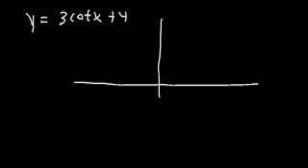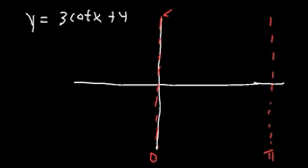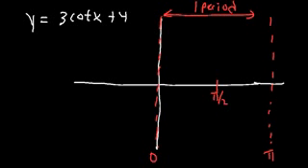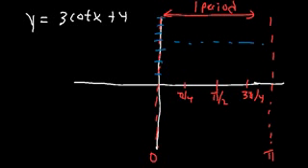Okay, let's try another one, but one dealing with cotan. So let's say you want to graph y is equal to 3 cotangent x plus 4. So the period is still pi. So the vertical asymptotes will be the same, 0 and pi. This is one period, the distance between vertical asymptotes. Now the midpoint is going to be pi over 2, and here we have pi over 4 and 3 pi over 4. Those are our points of interest. The vertical shift is up 4.